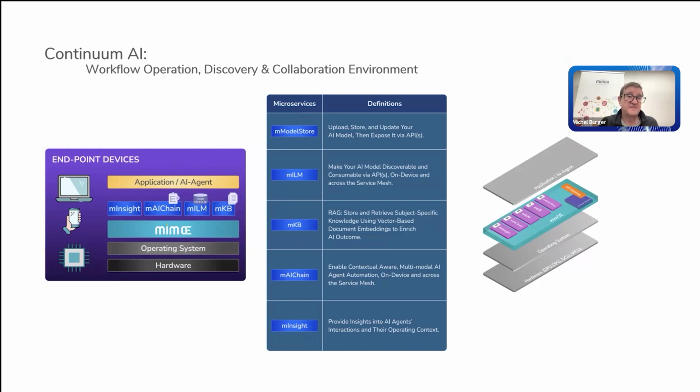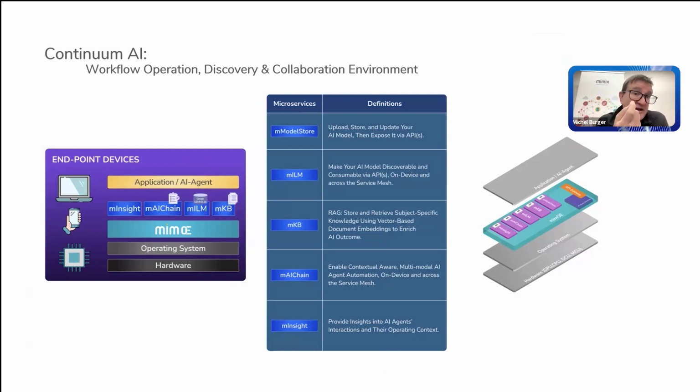Then you have a set of edge microservices that power it all. To make agentic AI fluid, adaptive, and scalable, we've built a suite of specialized microservices that enable seamless AI. One is a model store, which is basically a smart AI model repository that gives on-demand access to AI models via API, either locally on the device or through this ad hoc service mesh. MILM ensures that AI models are always discoverable, whether on one device or across an entire service mesh.